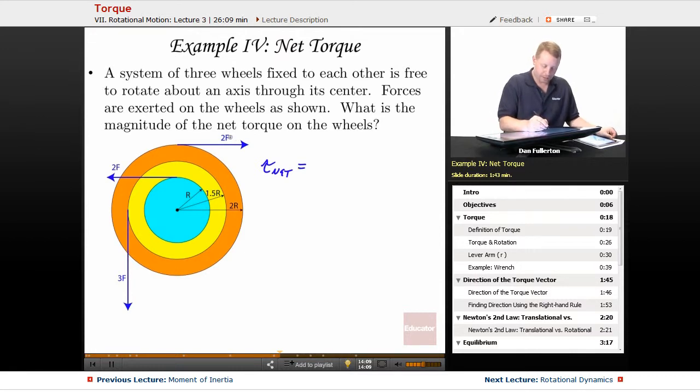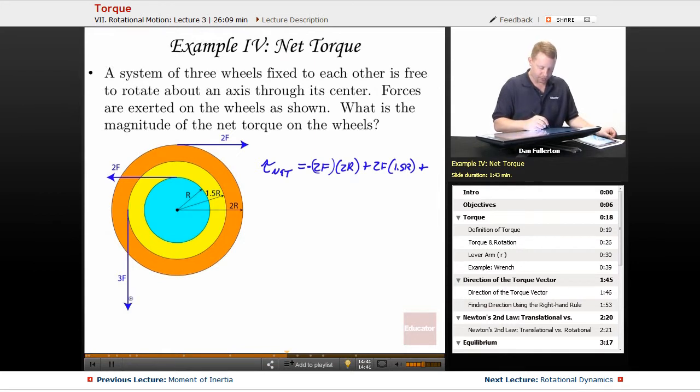Starting with this one up here, we have a force of 2F acting at a distance of 2r, and it's perpendicular, so we have sine of 90 degrees, which is 1. And since this is causing a clockwise torque, let's make sure we call that negative. We also have a force over here of 2F at a distance 1.5r, still 90 degrees, but this one is in the counterclockwise direction, so that's positive.